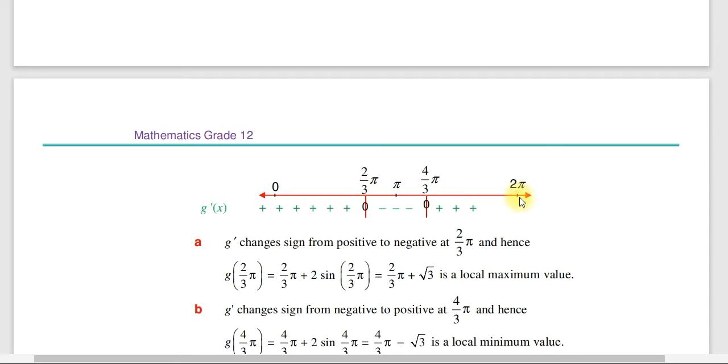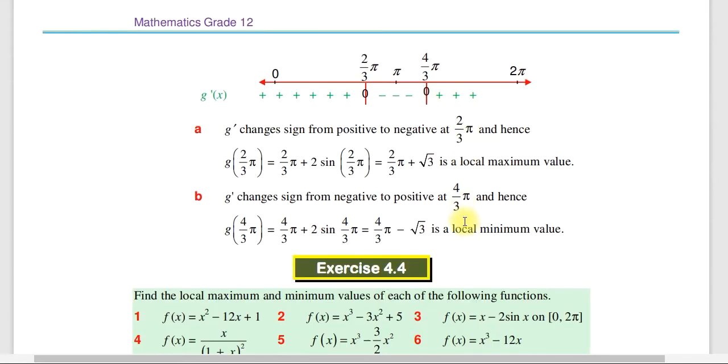So from 4 pi over 3 up to 2 pi, a positive value comes. Now when we look for local extremes, that is local maximum and local minimum, g prime changes sign from positive to negative at 2 pi over 3.